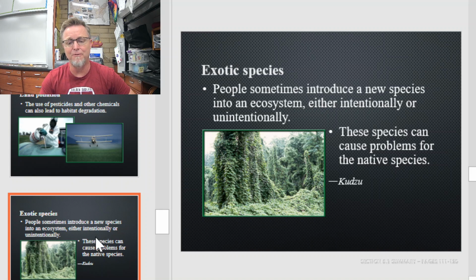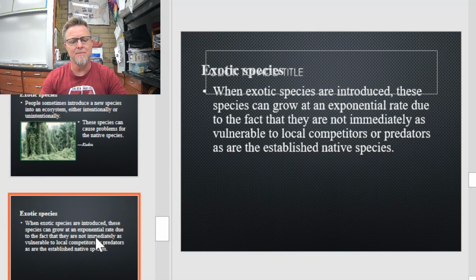This stuff grows so fast, it can grow several inches to feet in a single day. Exotic species, when they're introduced, they grow at an exponential rate due to the fact that there's really no system of checks and balances to keep them under control. There's no predators, there's no disease maybe, or anything else like that for that matter that can slow them down. So their populations grow like crazy.